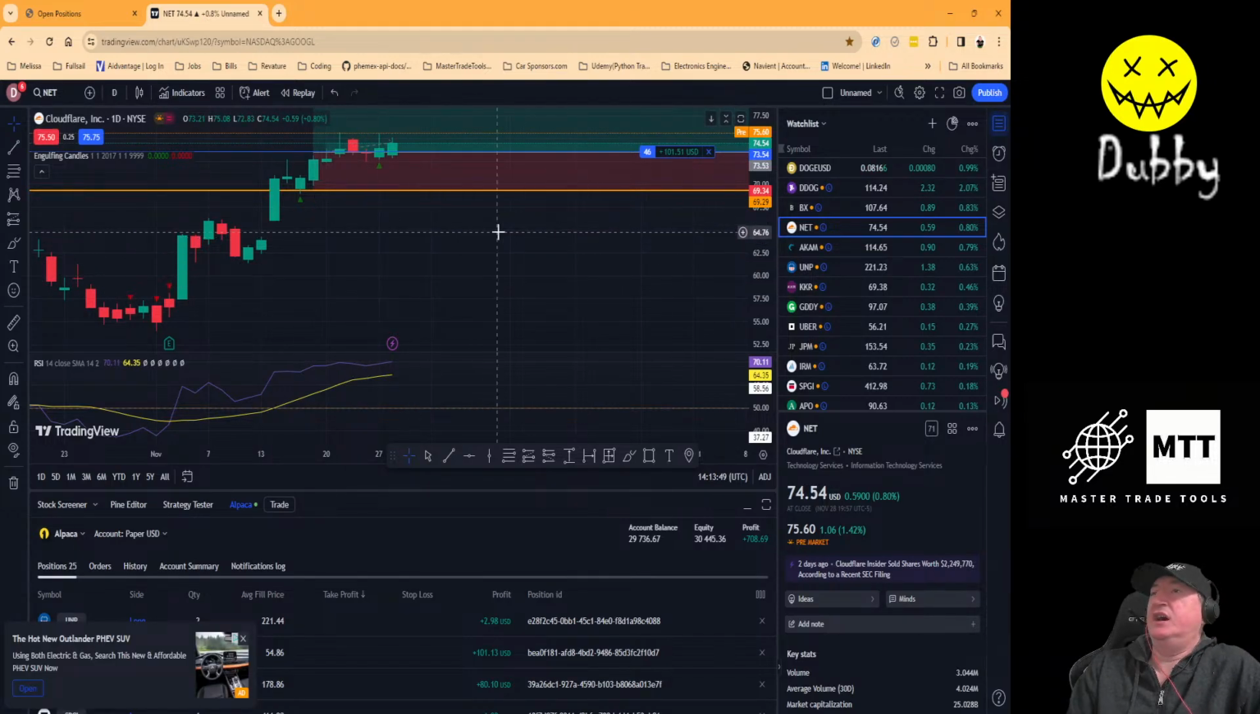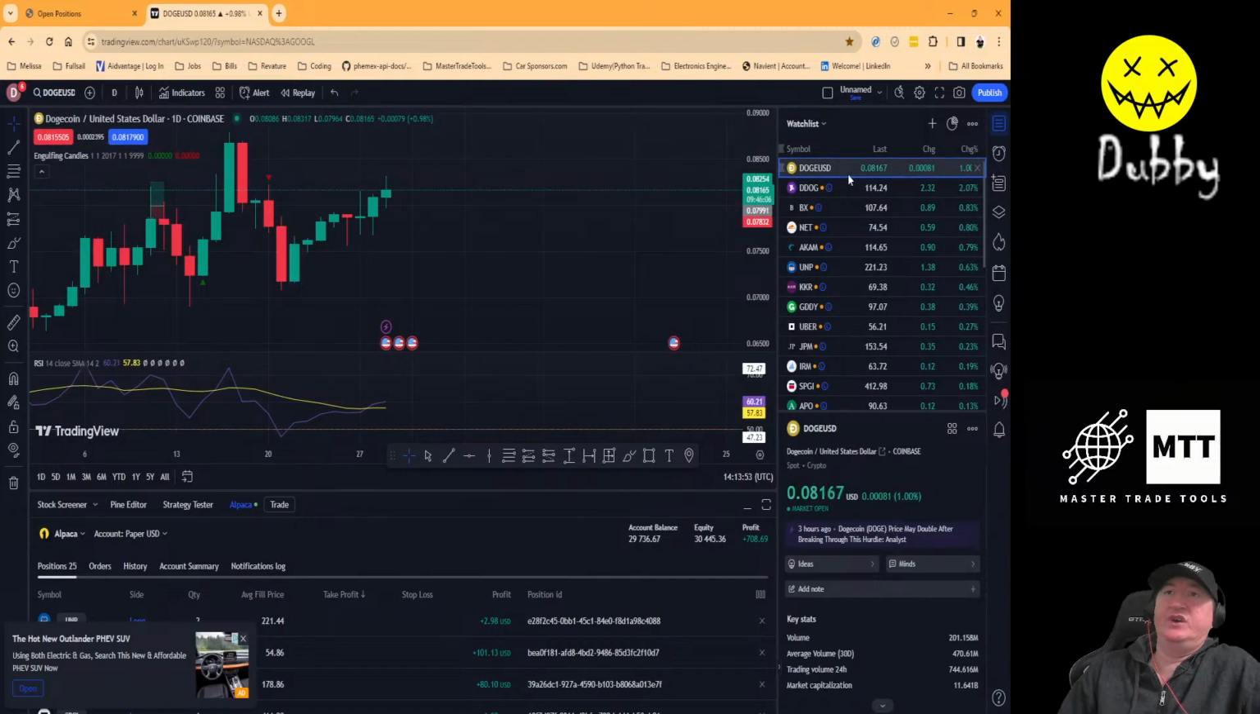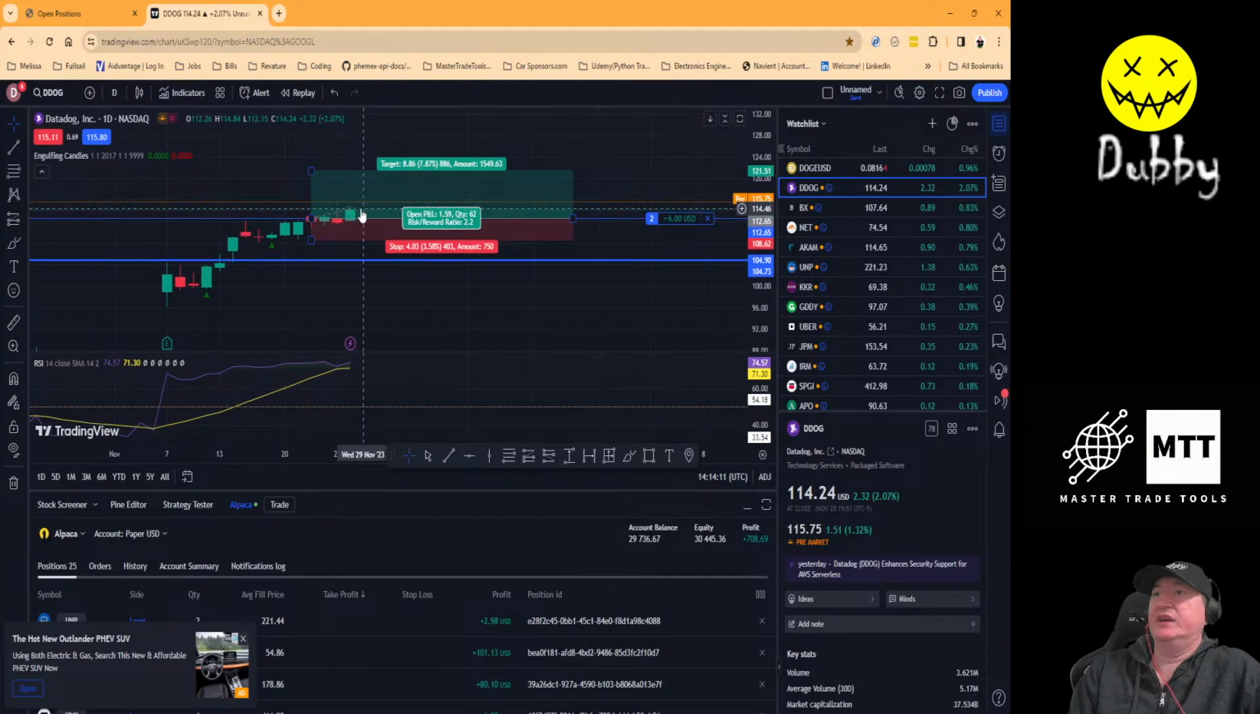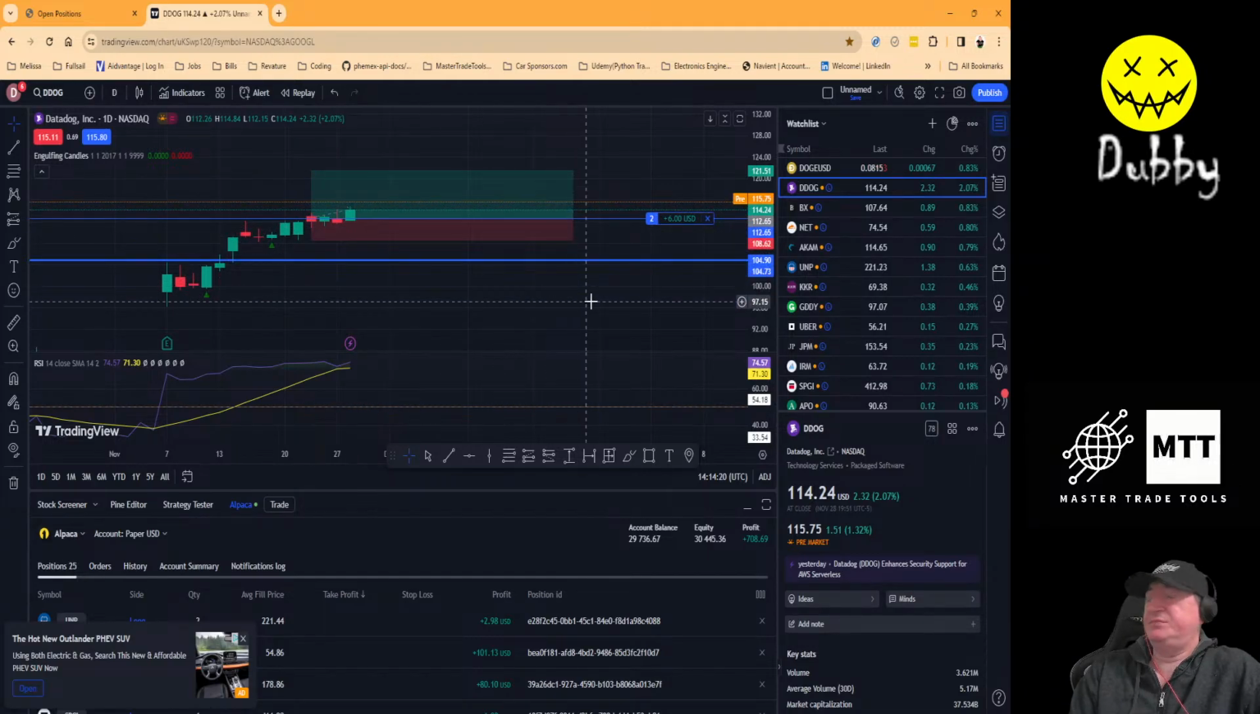TradingView, I think it is, we're going to start off with Doge because I'm invested in Doge, and that doesn't mean you have to invest in it, obviously. It's a meme coin. But it looks like it is up about 1% today, so that's good. Moving on. Datadog. Here's our position. Looks like we've got a little ways to go before we get to our take profit point. There is a chance that it could still retrace.